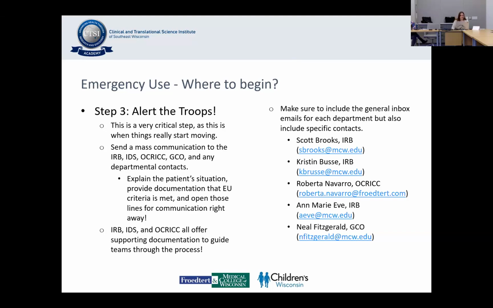So step three is going to be alerting the troops. This is a very critical step, and it's also where things start moving really quickly. You're going to be sending out a mass communication to the IRB, to IDS, to OCRIC, GCO, any of your departmental contacts, explaining the patient's situation, providing documentation that the emergency use criteria is met, and then you're opening those lines for communication right away. So the IRB, IDS, and OCRIC all offer supporting documentation to help you get through this. There's roadmaps, there's checklists, all that kind of stuff, which I know Lori's going to get into later.